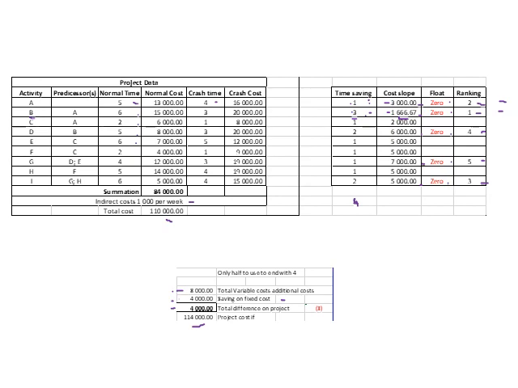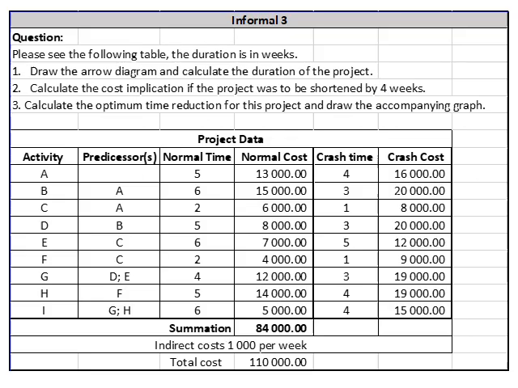Okay, so that's the first section of question 1 and 2. Going to question 3, we look at calculate the optimum time reduction for the project and draw the accommodating graph. Okay, so here's a bit of interpretation that's needed. But in essence, you basically do the same as what you've done in the previous one.